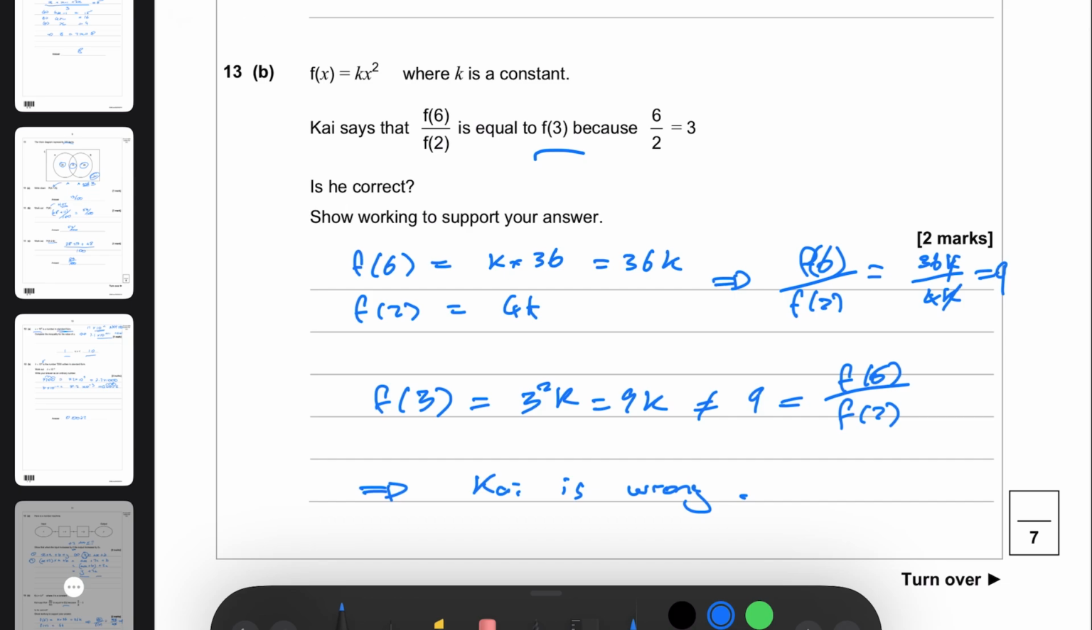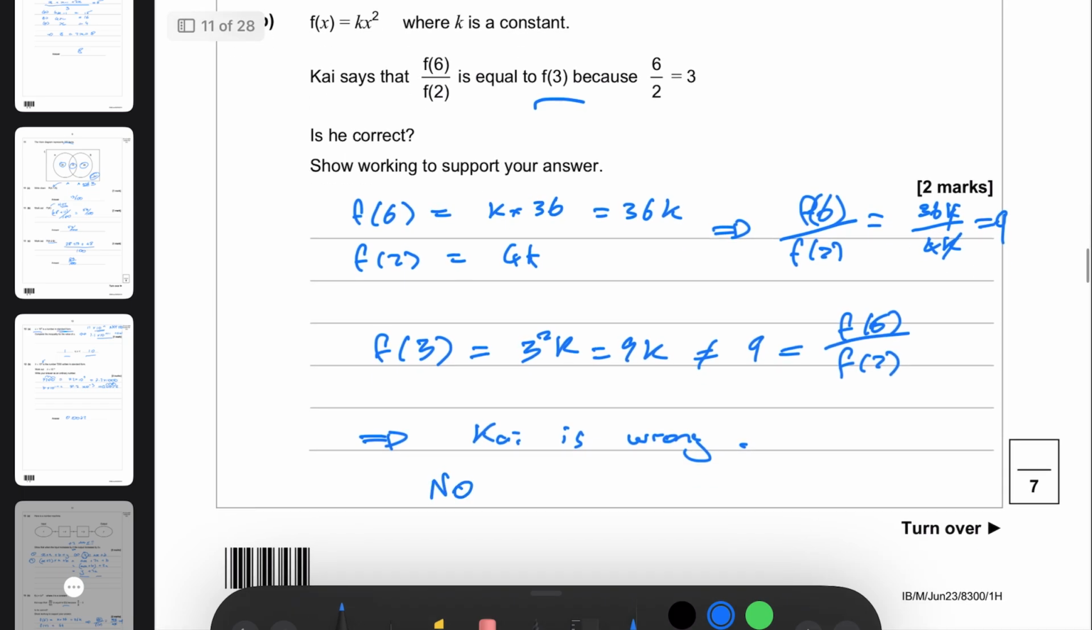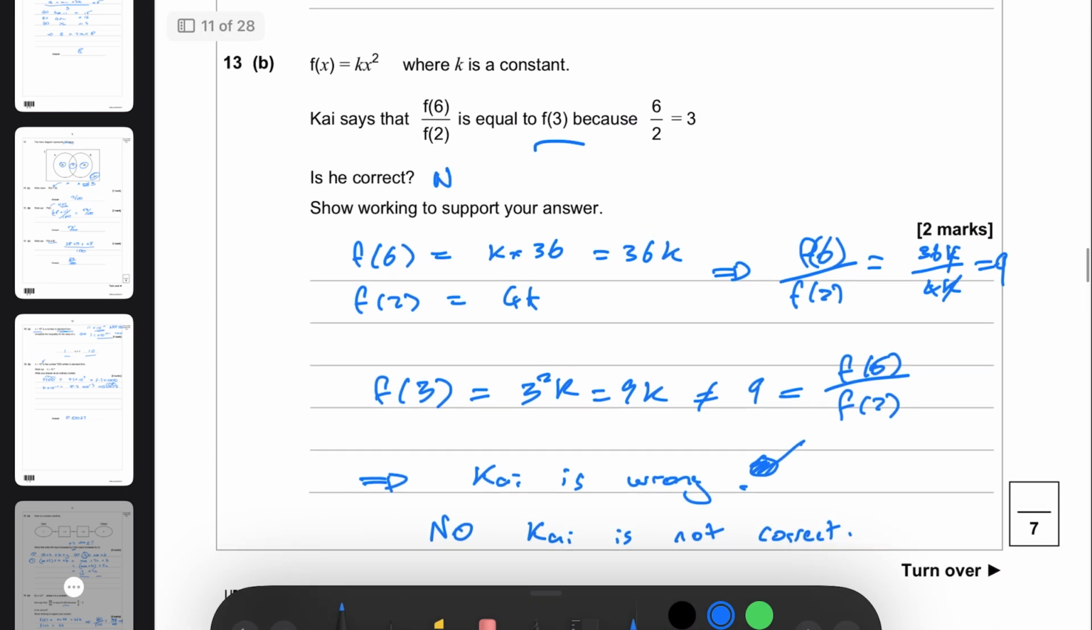Is he correct? I think in this case it's also quite important to say: no, Kai is not correct. This is still right, but I feel it's very important to explicitly say no. Otherwise, you don't want them to give you any trouble. So just give them what they want and then come up with your grade.